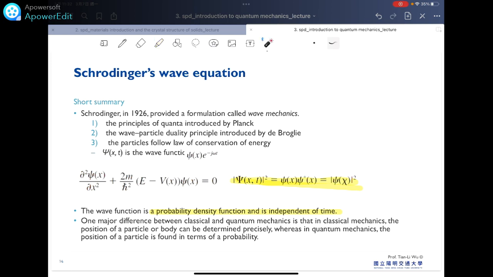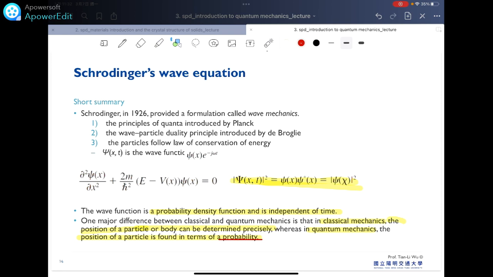The major difference between classical mechanics and quantum mechanics is that in classical mechanics, the position of the particle or body can be determined precisely. As we already said, in the typical case we should be able to determine the particle or body precisely. But in quantum mechanics, the position of the particle is found in terms of probability. So the concept of probability here is very important.